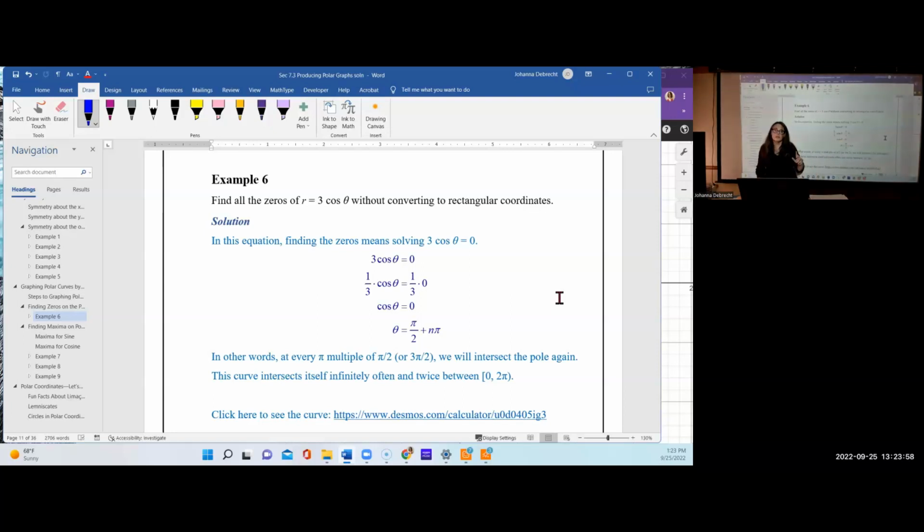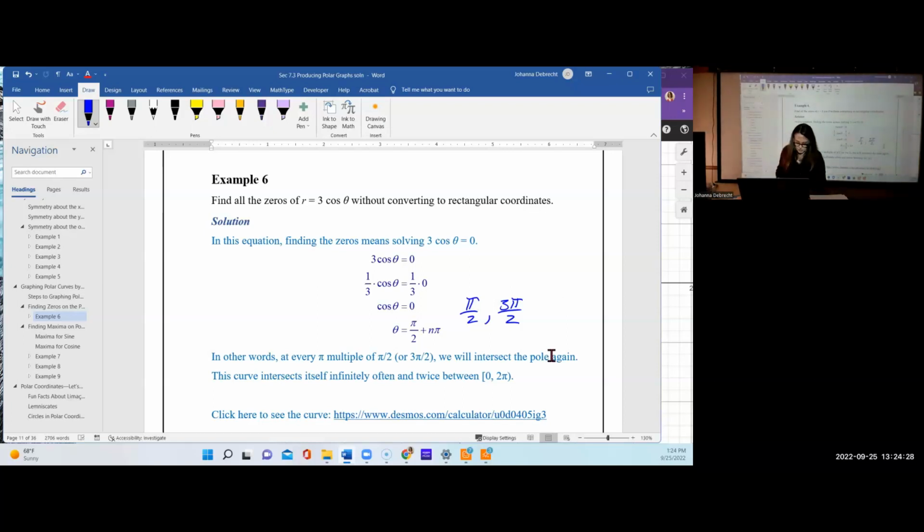Now the cosine of theta is 0 at 2 places on the unit circle. And that would be at pi over 2 and 3 pi over 2. But of course, if we keep going around, then it has all the multiples of pi over 2 and 3 pi over 2. So we write that as pi over 2 plus n pi, any multiple of pi over 2 or 3 pi over 2. And it will intersect itself infinitely often.